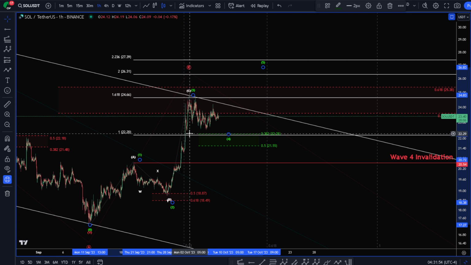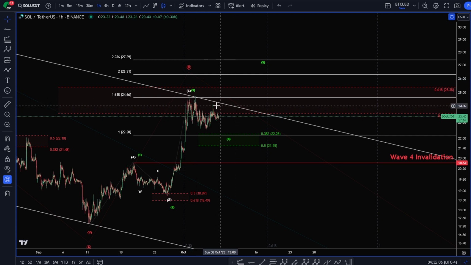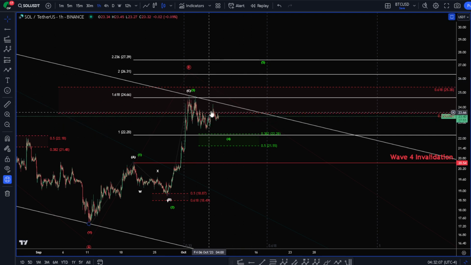Usually our C waves, we look for the 1-to-1. Again, a 1.618 is also a common target for a C wave, but not the most common. It is the most common for a 3rd wave. So we're just weighing out the evidence that we have right here. Now, I will not lean into that count.